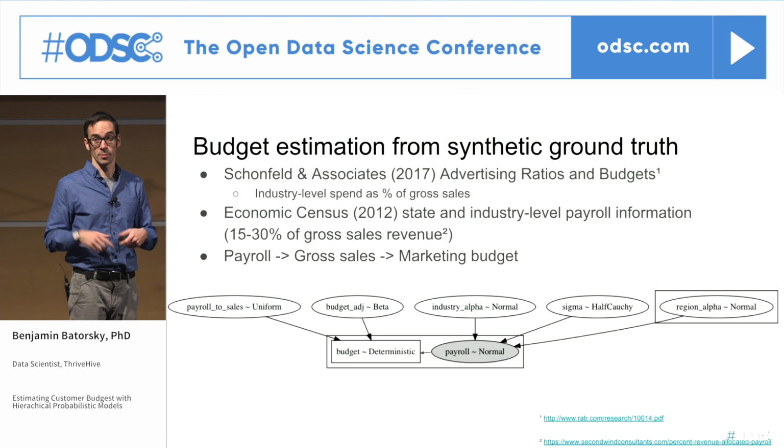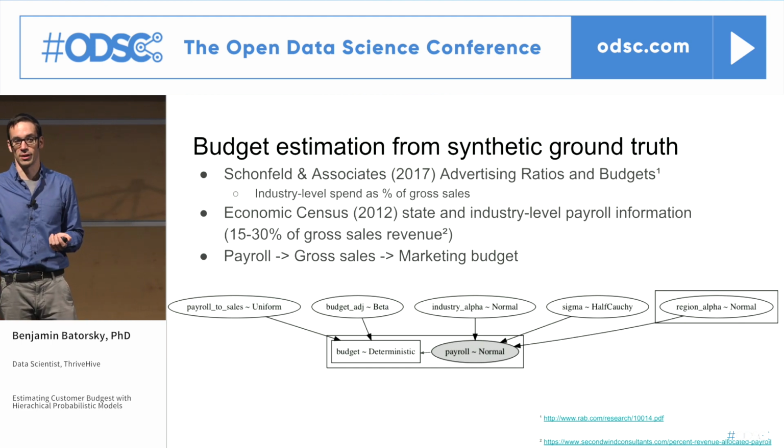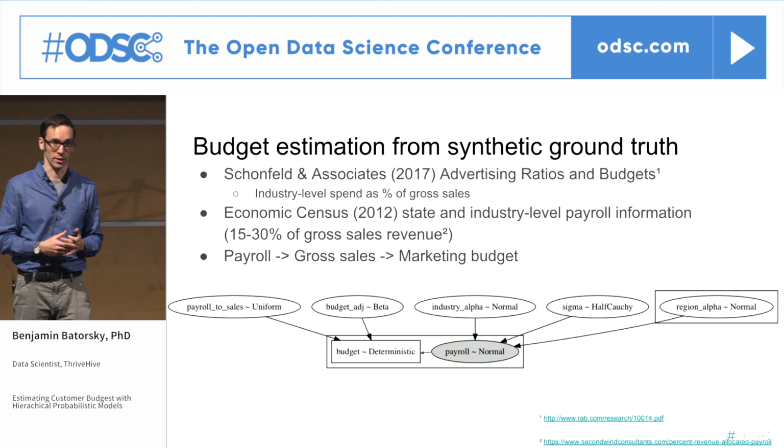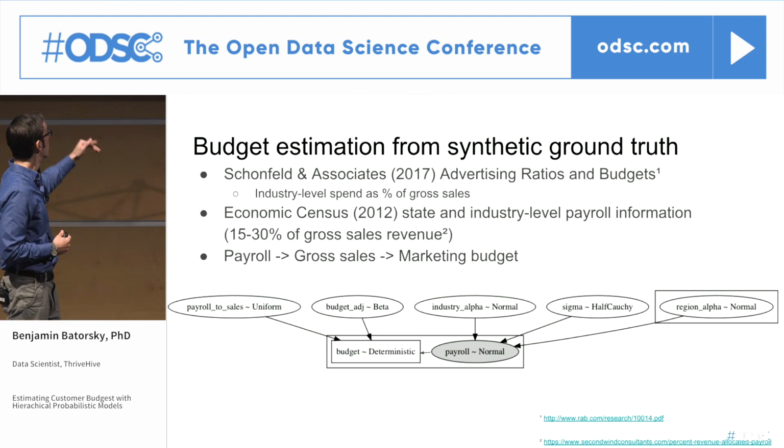We could do a survey of our clients and ask them what their budget is. Whether they'd actually tell us that information is one thing, and it would just be costly to actually get that budget information. So we want to get at a synthetic ground truth that we're synthesizing from a few different publicly available sources, and I have them up here.